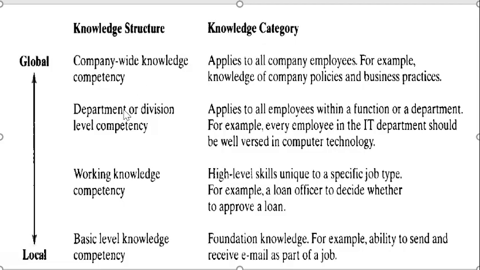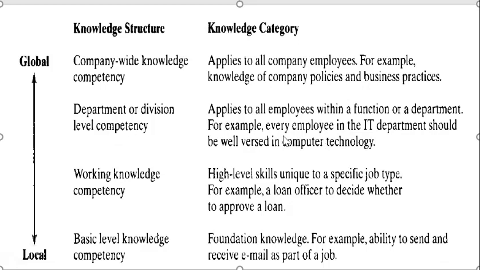Now this is the four-tier knowledge structure. The first level, the lowest level, is the basic level knowledge competency, which tells us that each and every employee should have the ability to send email as a part of the job. So everybody should have this basic level knowledge. Now, the next level, or the second tier, is working knowledge competency, where you talk about a specific job. For example, you are a loan officer, so you should be able to decide whether to approve a loan or not. Then the next higher level comes the department or division level competency.